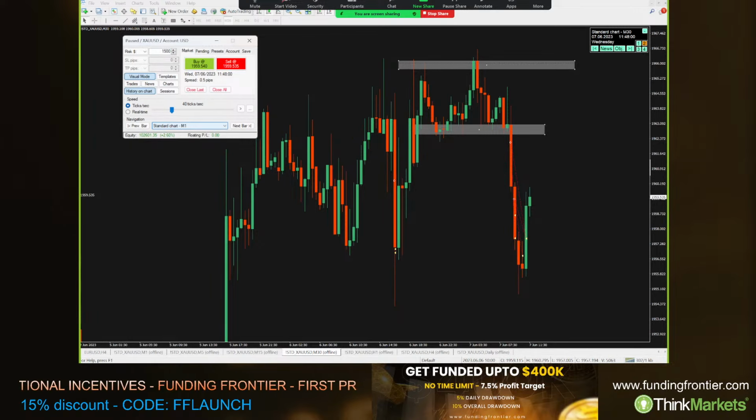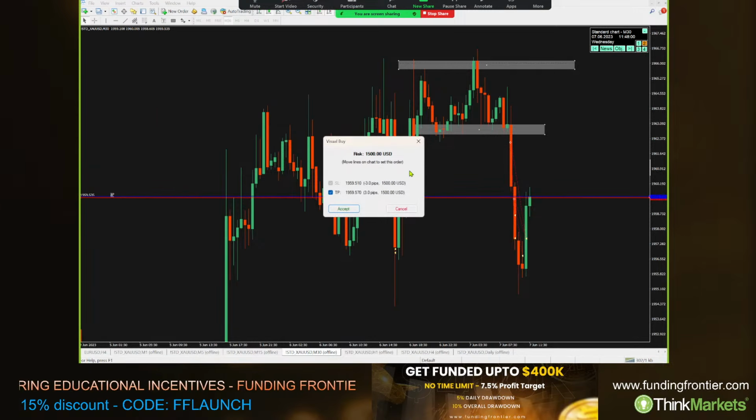So $1,500 right here, get into a buy trade. My stop loss will be with the current candle low. It's a 15 pips stop loss, guys. Take profit all the way back to the support. So I'm risking $1,500 and aiming for $3,000.